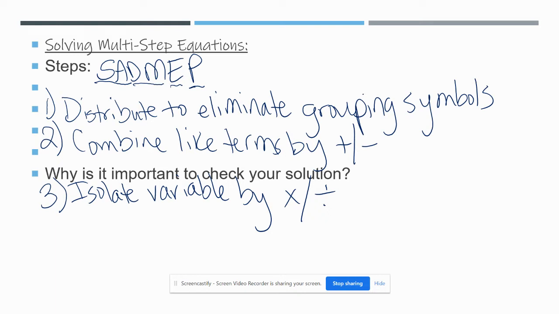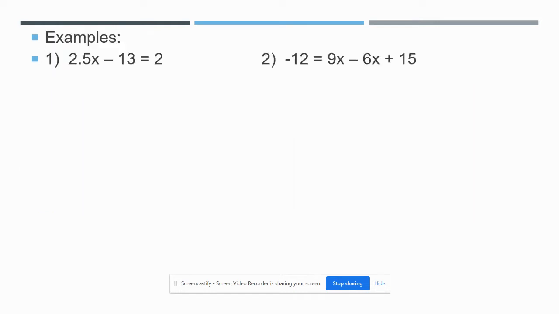I would like for you to answer this question right here. Why is it important to check your solution? Answer that question for us, and we'll discuss it tomorrow in class. All right, let's get to town on this.